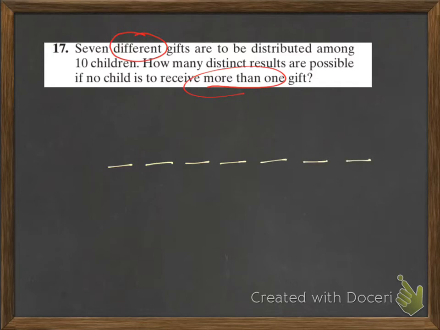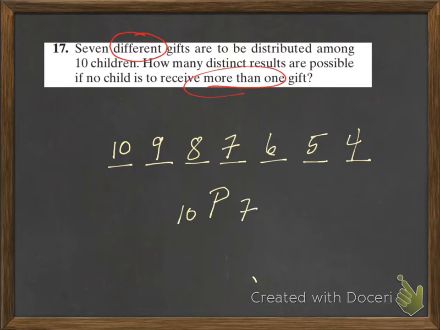and we have 10 different choices for the first gift. And after that, so one child has received it, she can't receive another, so now for the next gift we have 9 choices, then 8, then 7, then 6, then 5, then 4. So this is a permutation of 10 items taken 7 at a time, or 10 factorial over 10 minus 7 factorial.